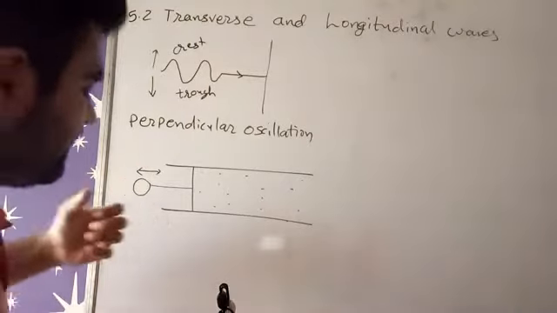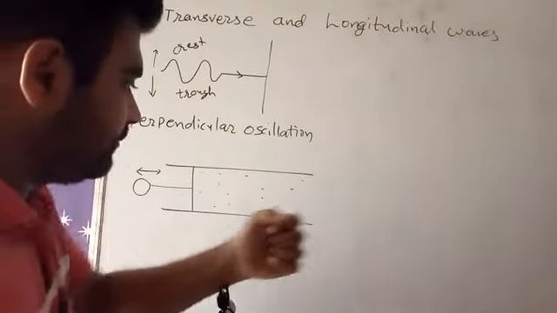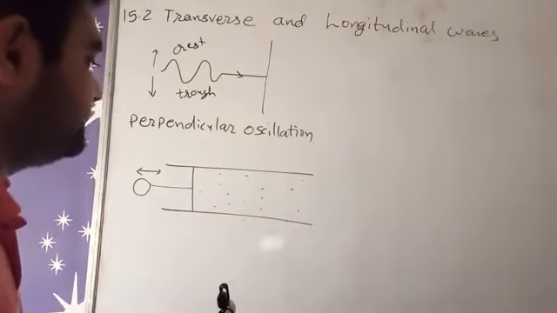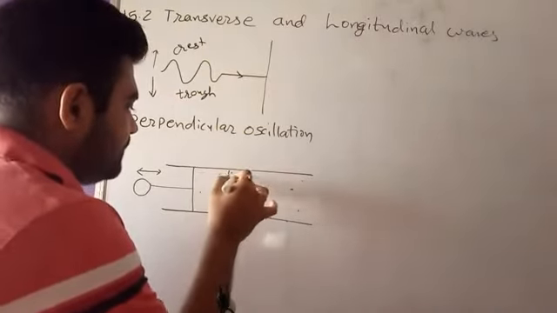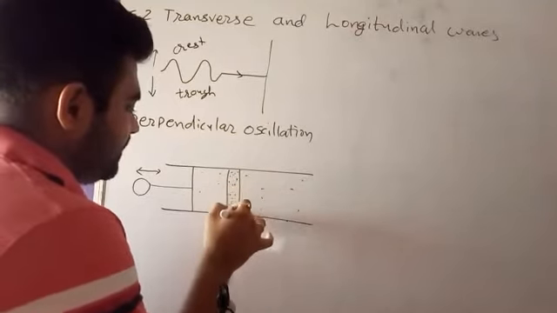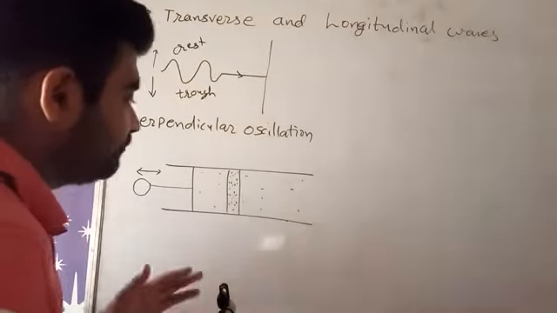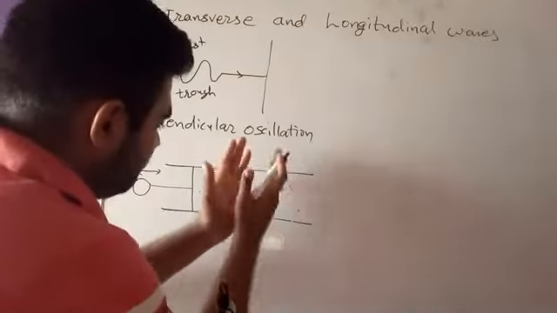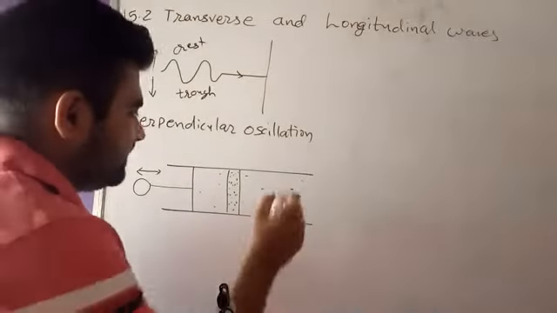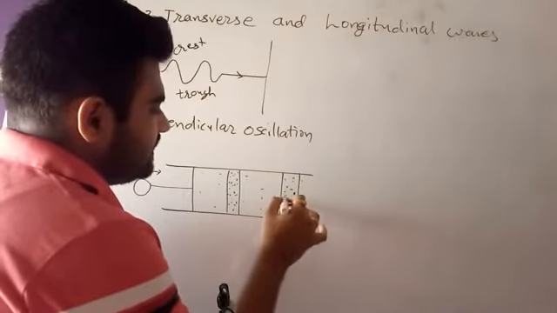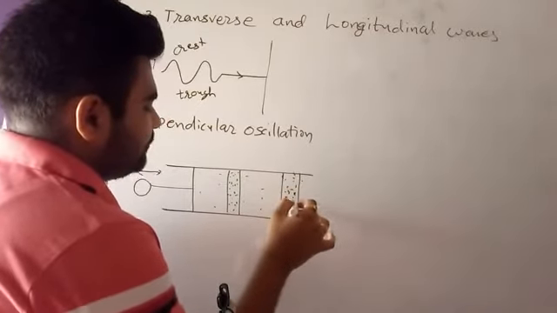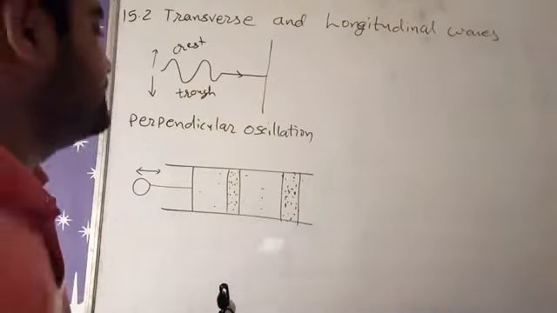So if we continuously give force in the right-hand side and left-hand side direction, what happens? Here waves form in the air molecules. In some portions the air molecules are very close together, and in some portions they are far away from each other. Some portions are very near to each other, and some portions are far away from each other.